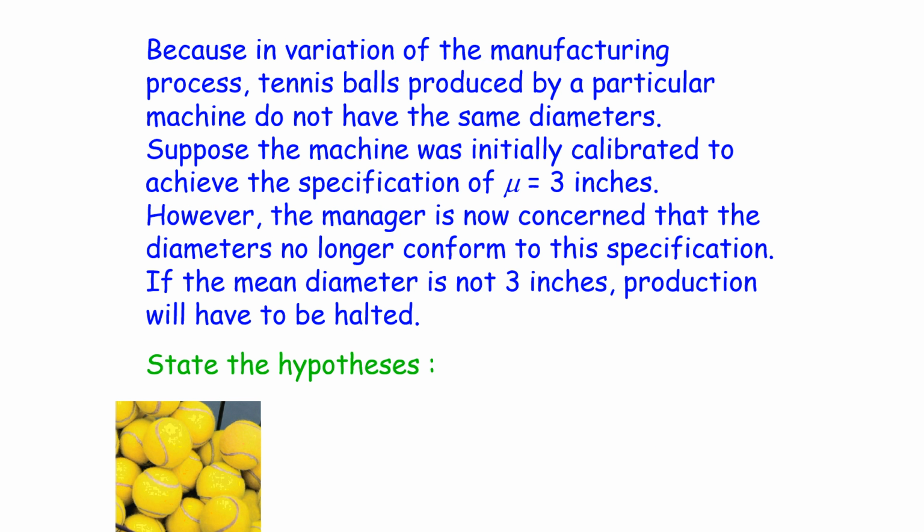Because of variation of the manufacturing process, tennis balls produced by a particular machine do not have the same diameters. So suppose that the machine was initially calibrated to achieve a specification of a mean of 3 inches. However, the manager is now concerned that the diameters no longer conform to this specification. If the mean diameter is not 3 inches, production will have to be halted. So let's go through this one.